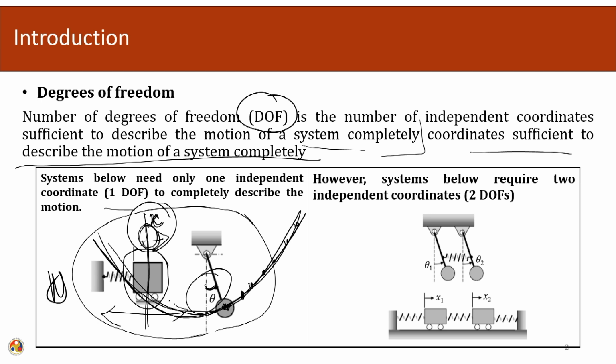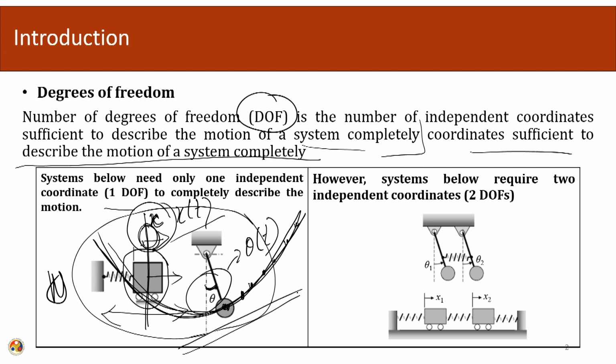Similarly, this system's motion can also be described at any given point of time by the knowledge of theta at any given instant of time. So, x of t or theta of t in this case. If we know this information, we know where the system is at any given point of time. So, these are called the single degree of freedom system.